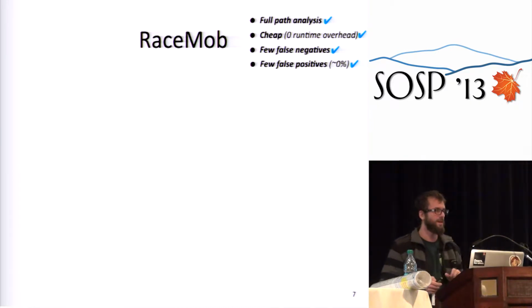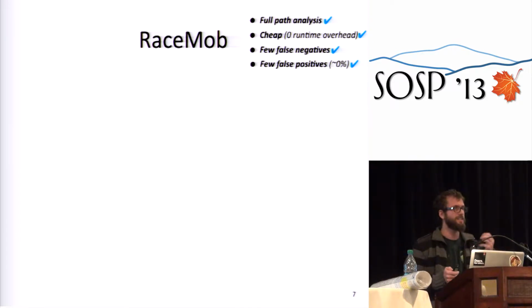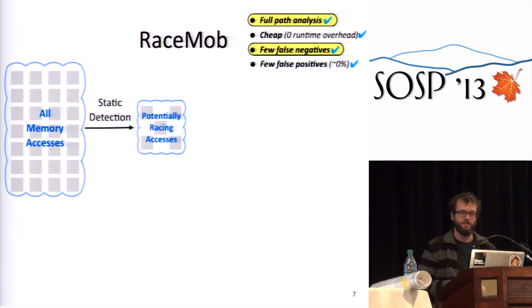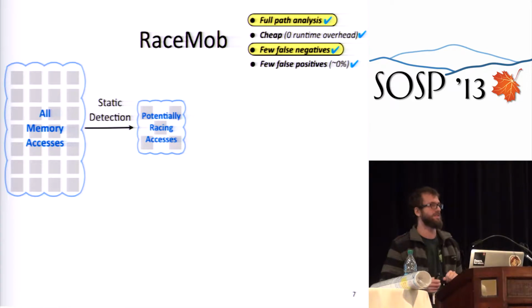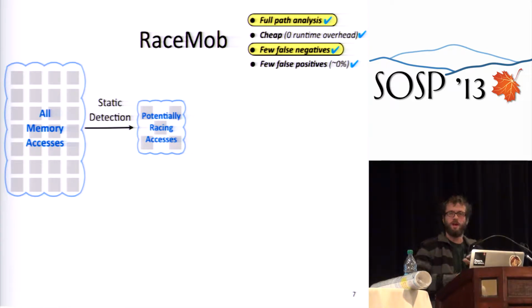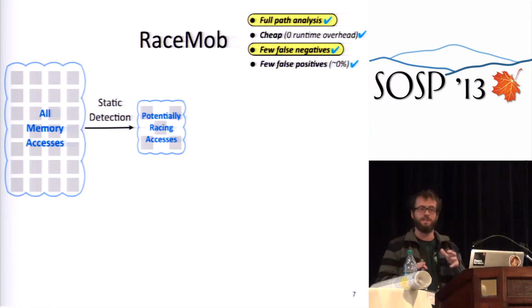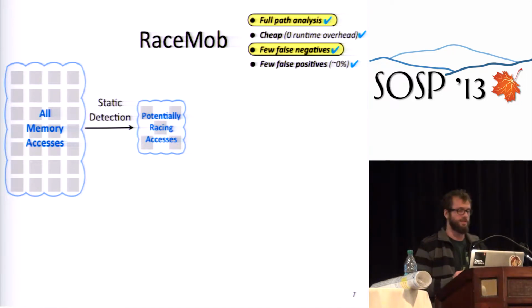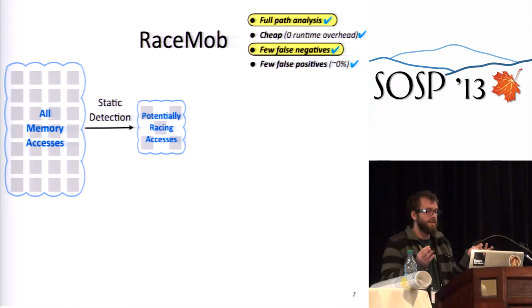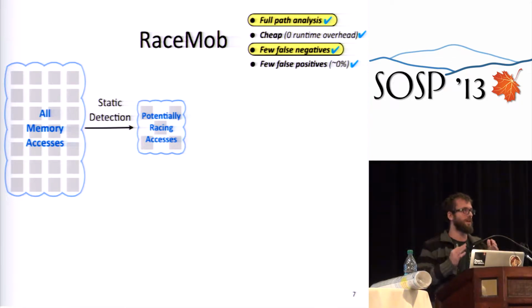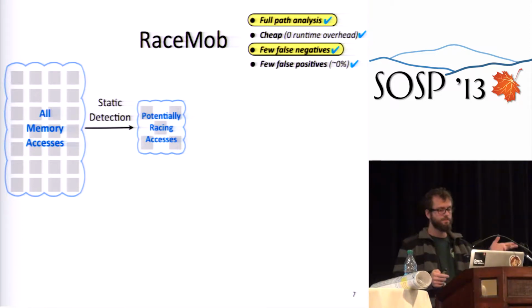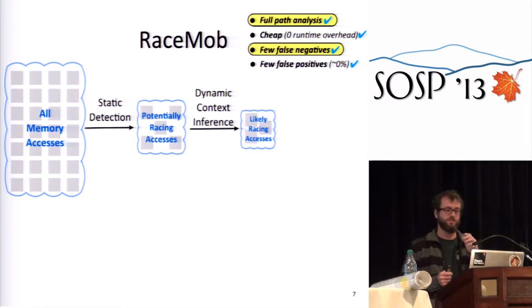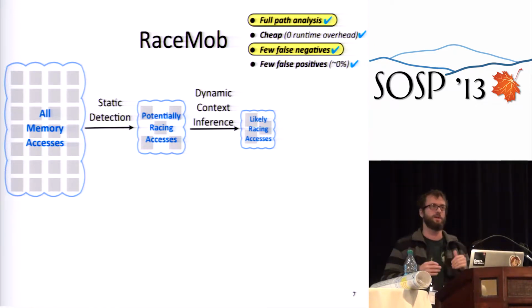To narrow down the set of all memory accesses in a program to those that are potentially racing, RaceMob uses static data race detection. This way, RaceMob analyzes the entire program, and therefore it has few false negatives and is nearly complete. Static detection detects potential data races because static detectors lack the necessary context to perform accurate data race detection. RaceMob further reduces the set of potentially racing accesses to likely racing accesses in a later stage that we call dynamic context inference by gathering some more runtime information.